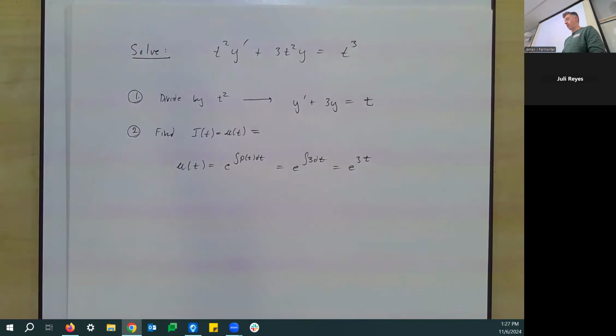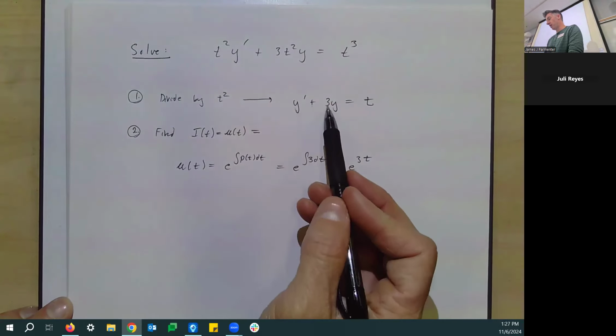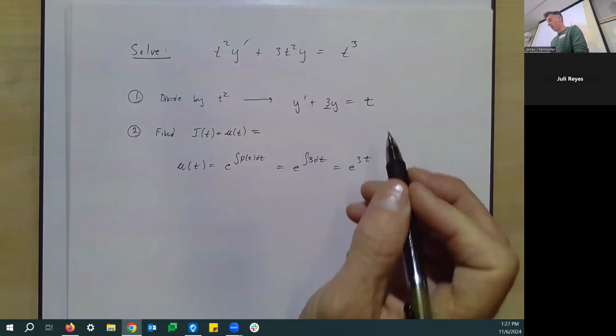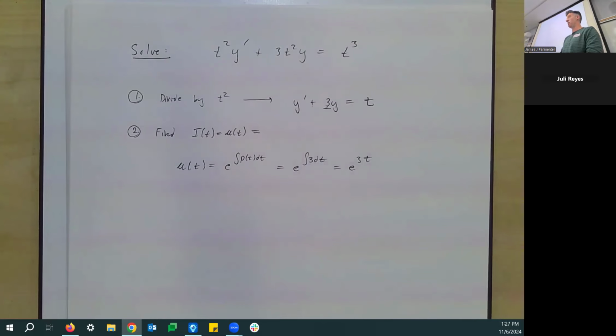We should have so far the differential equation written in the standard format for a first order linear: y prime plus 3y equals t. Then our integrating factor is e to the integral of the thing multiplying y, so e to the integral of 3 dt, which is just e to the 3t.